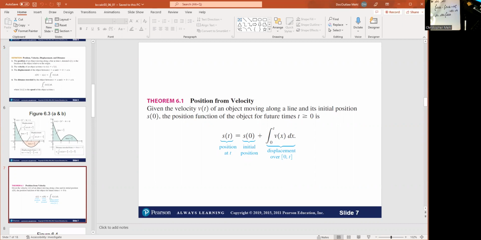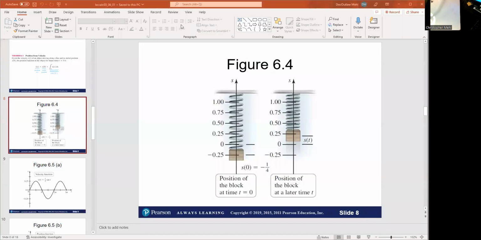Okay. And theorem 6.1, there's nothing new in it. It's really just a restatement of the fundamental theorem of calculus, the fundamental theorem that we learned before. So let's consider an example to apply this theorem.